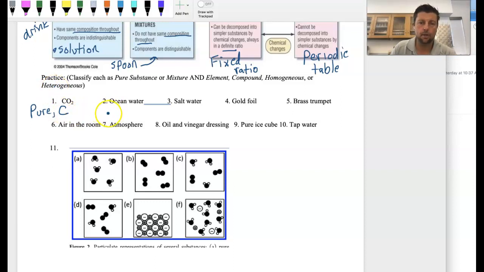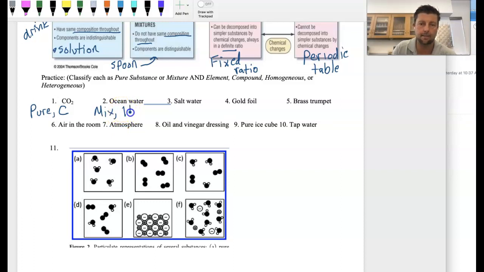The next, ocean water. Because it has multiple types of particles and it's in a variable composition, this is definitely a mixture. And because it doesn't pass the spoon test, what I mean by that is with each spoonful of ocean water, you can get different stuff. You could get some sand, you could get apparently pure salt water, and you could also get a little piece of seaweed or something like that.